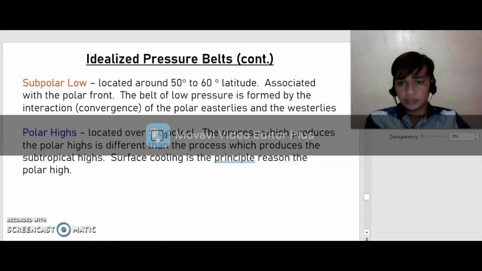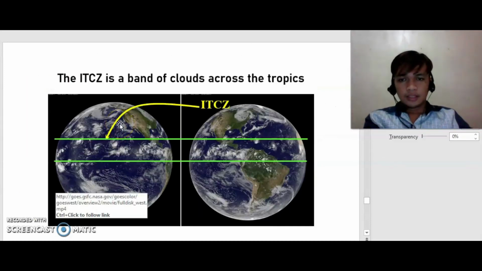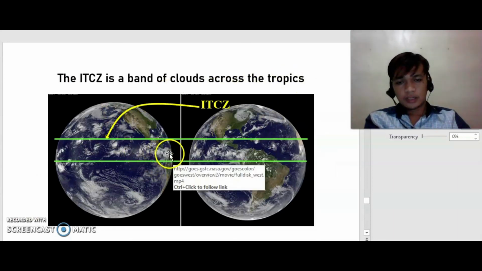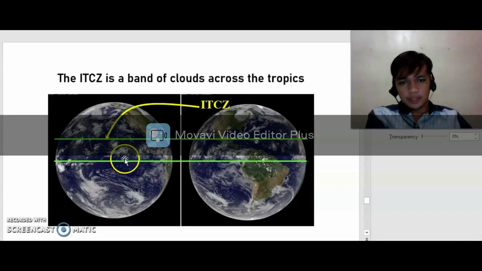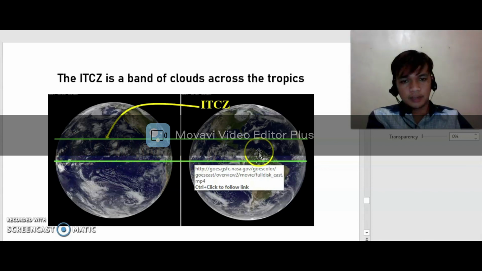Okay, so saan ba ako? Dito na tayo. So the ITCZ is a band of clouds across the tropics. Now, as you can see, there are rotational bands of clouds at the tropic part. Okay, so little above the median plate. Okay, so ayan kung notice nyo. So yun yung mga pwedeng maging bagyo.